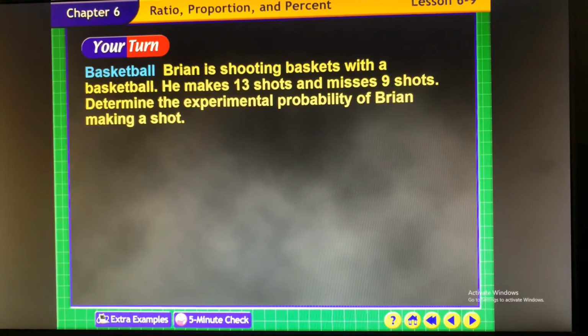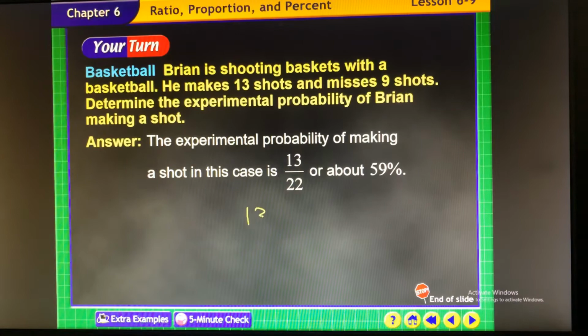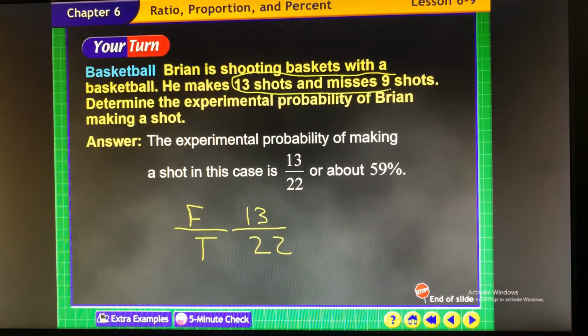Brian is shooting baskets with a basketball. He makes 13 shots and misses 9 shots. So the probability that he makes the shot is he made 13 out of a total of 22 shots. So remember, this is favorable over total. So you needed to put these 2 numbers together to find your denominator.